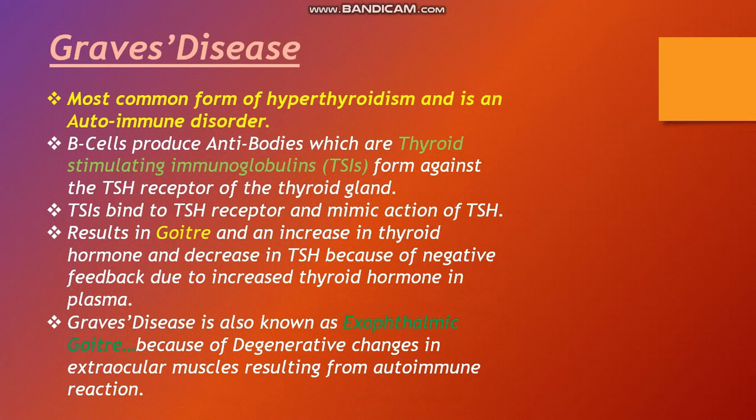Autoimmune disorder ke baare mein main aksar kaha karta hu, is ghar ko aag lag gayi ghar ke chirag se. Jab aapka paltu kutta aapko kaatna shuru kar de, to ye autoimmune process hai. To yehi hota hai ki in the case of autoimmune diseases, the own cells are engulfed by the own antigen and antibody complexes. The B cells produce antibodies which are thyroid stimulating immunoglobulins, TSI. Very much important.